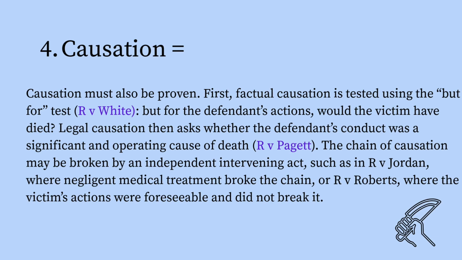However, obviously, causation can be broken by an intervening act, also third parties, and good cases for this are R v Jordan, where negligent medical treatment broke the chain, and R v Roberts, where the victim's actions were foreseeable and it did not break it. So we have one where the causation was broken in R v Jordan and one where in R v Roberts the causation wasn't broken.